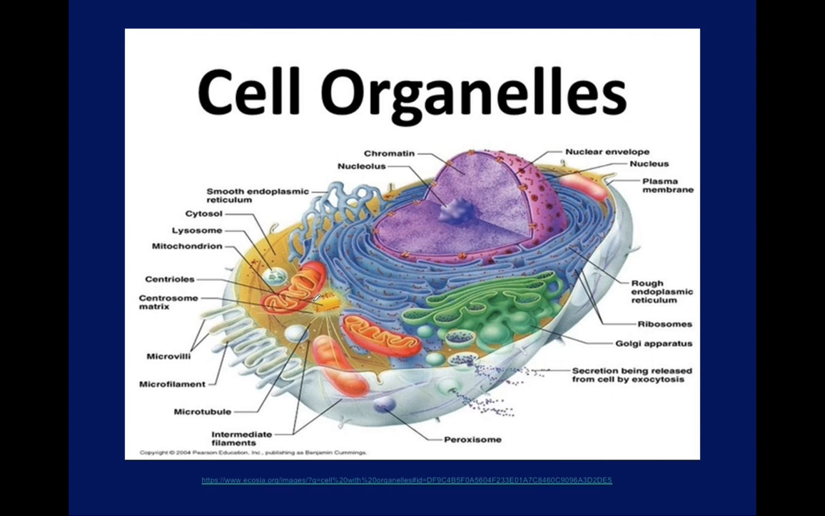Our cell's energy currency is a molecule known as ATP. ATP is the primary source of energy that's going to drive most of our cellular mechanisms. And ATP comes directly from these mitochondria.